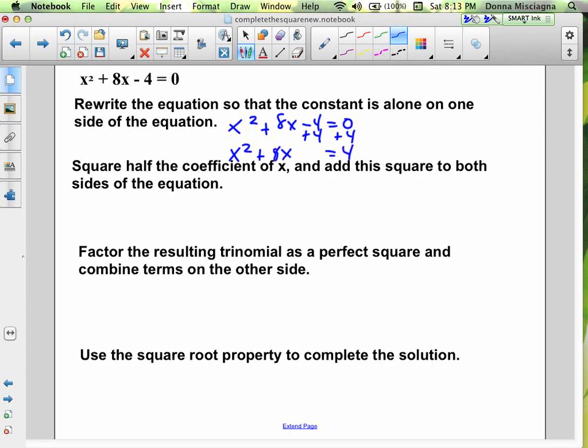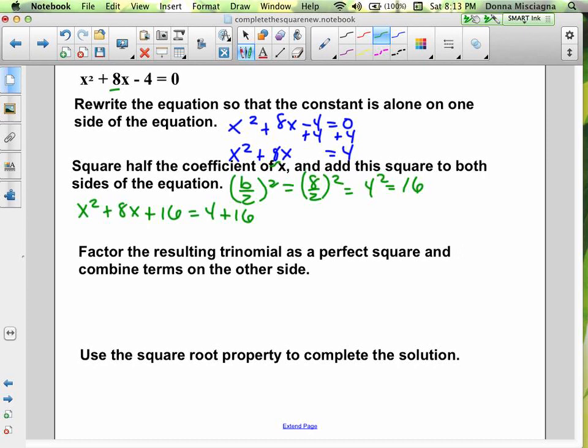Next, we're going to square half the coefficient of x and add this value to both sides of the equation. Remember, that's just b divided by 2 squared. Our b is 8, so that's 8 divided by 2 squared, which is 4 squared, which is 16. So we're going to add 16 to both sides of the equation. So long as we do it to both sides, our equation's still balanced. So we have x squared plus 8x plus 16 is equal to 4 plus 16.